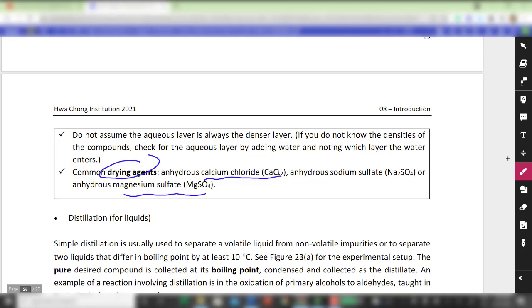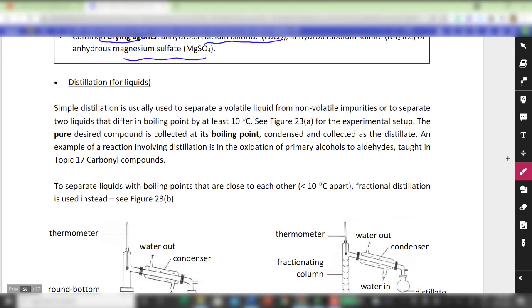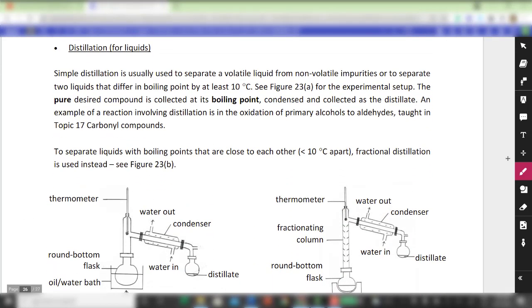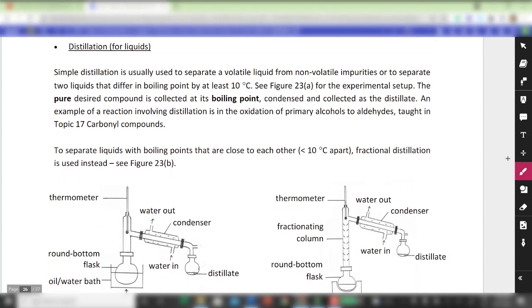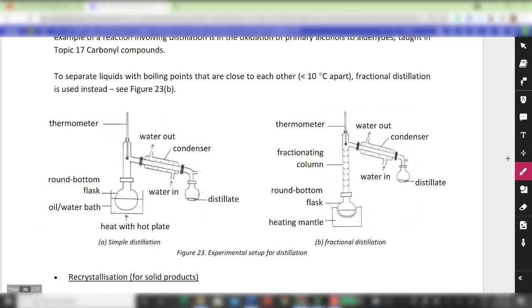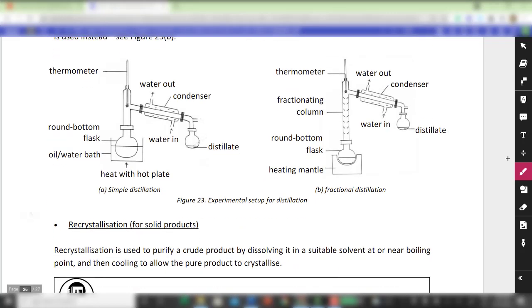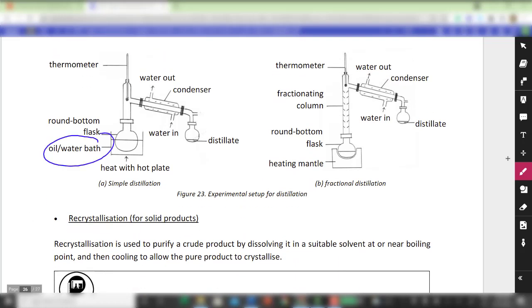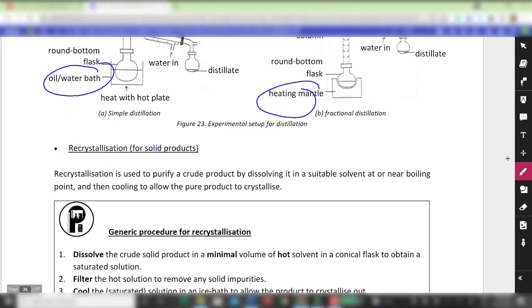For liquids, you can use distillation for separation. Sometimes it can be easier. So you can either use simple distillation or fractional distillation. I don't think I need to go into details here. You can either use an oil bath or water bath, or you can use a heating method. So it's really up to you.